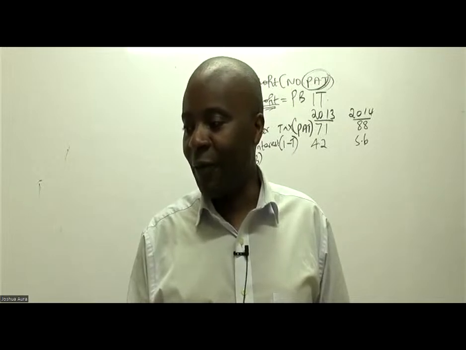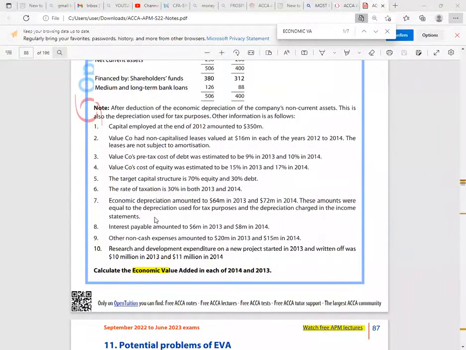Ladies and gentlemen, from there, we get the next one. Number 3, value company's pre-tax cost of debt was estimated at this. This will help me to calculate WACC. The same case with note number 4 and note number 5. Number 6, I've seen where I'm using it.